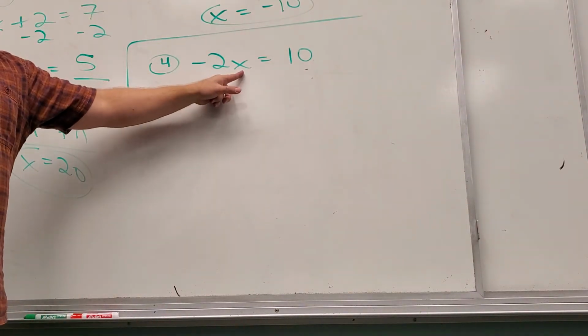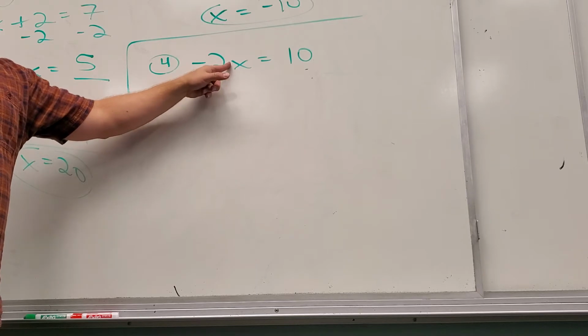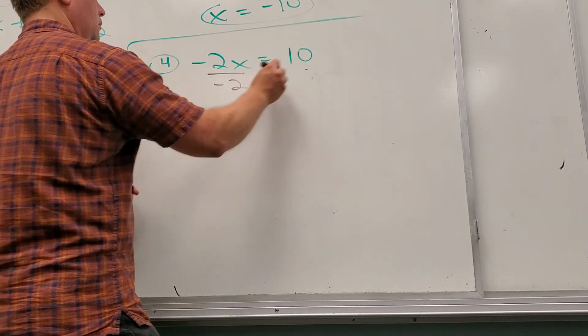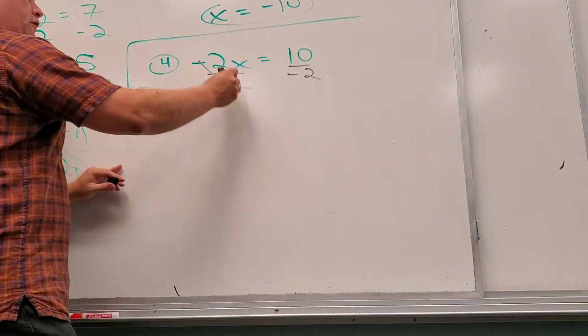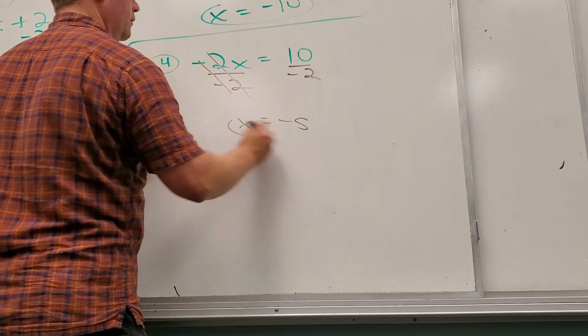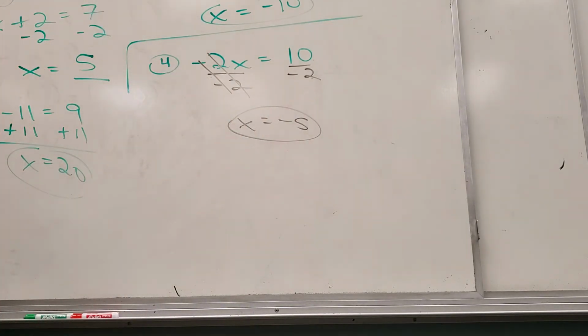So why is the x not by itself? Negative 2, what's it doing? Multiplying. So then I have to divide. So the negative and the 2 cancel. X equals -5. Negative 5. Great. You guys with me?